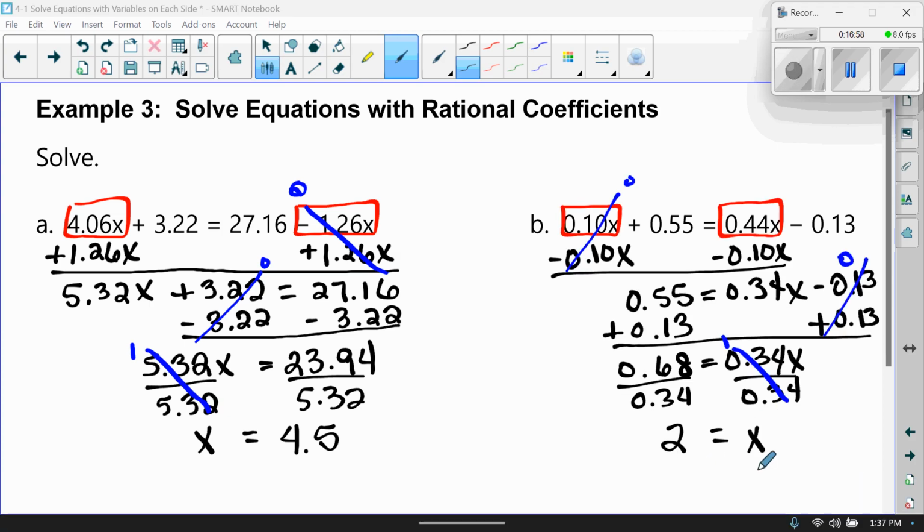All right, so here x is equal to 2. So what I did was I subtracted 0.10x on both sides. Those cancel to 0. We're left with 0.55 is equal to 0.34x minus 0.13. Then I'm going to add 0.13 on both sides. Those cancel to 0. And 0.68 is equal to 0.34x. We divide by 0.34 on both sides, and x is equal to 2.